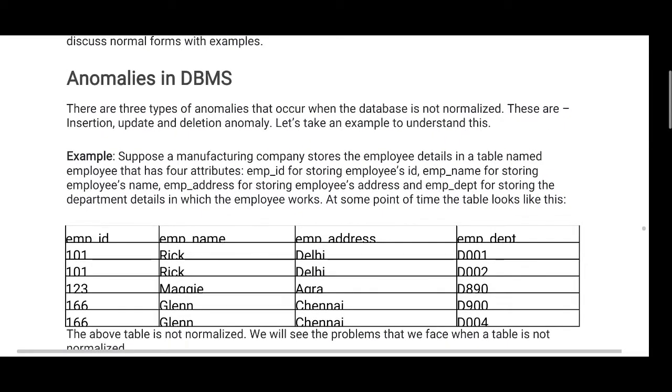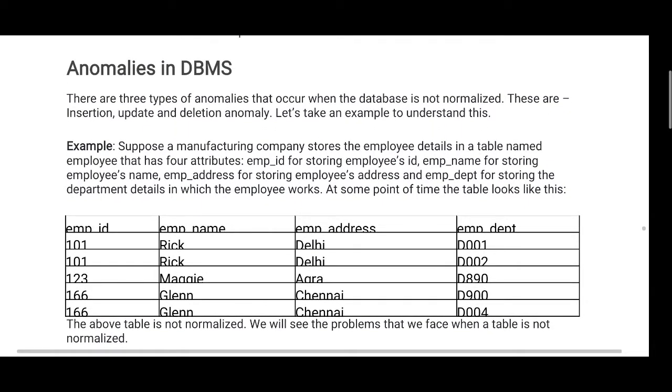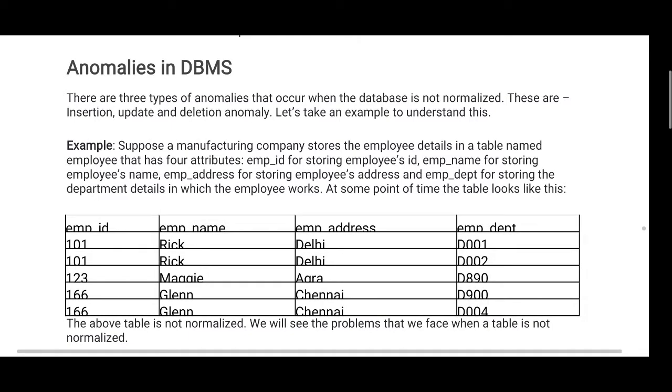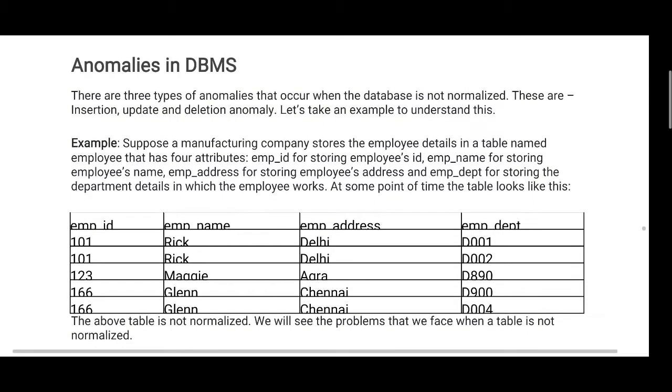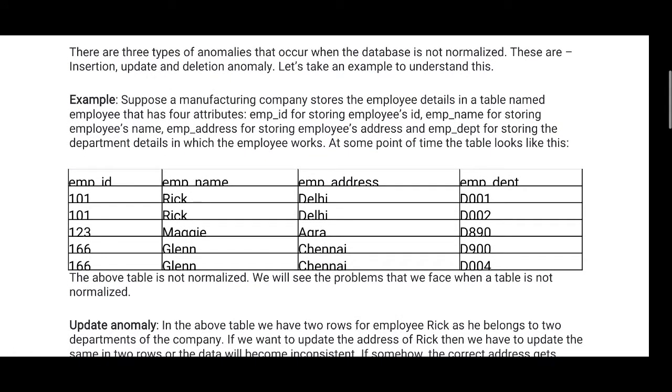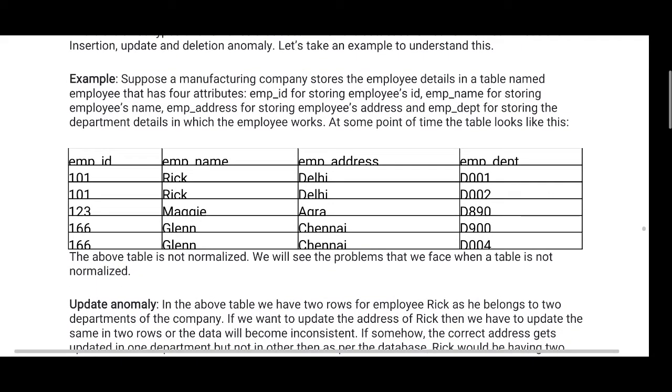Anomalies in DBMS. There are three types of anomalies that occur when the data is not normalized. These are insertion, updation, and deletion anomaly. Here is an example for the anomalies.